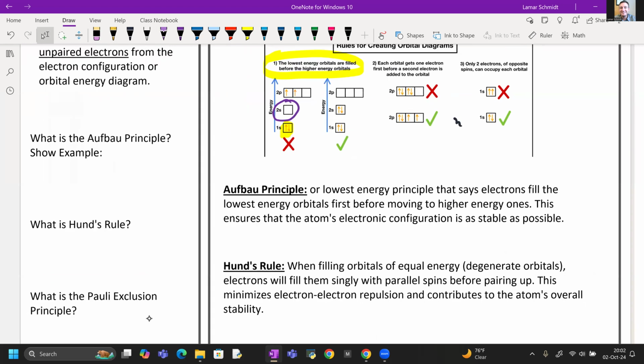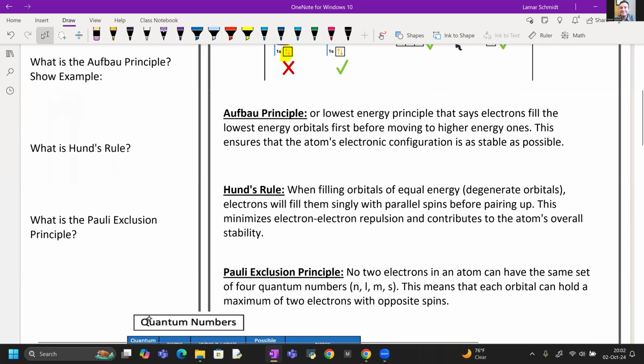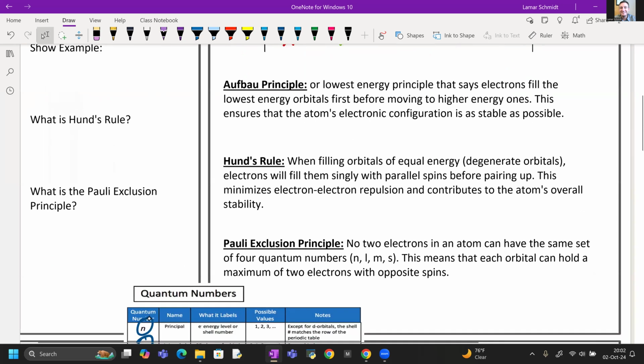And then next we have Hund's rule, and it says when filling orbitals of equal energy, electrons will fill singly first with parallel spins before pairing up, and this minimizes electron-electron repulsion and contributes to the stability as well.